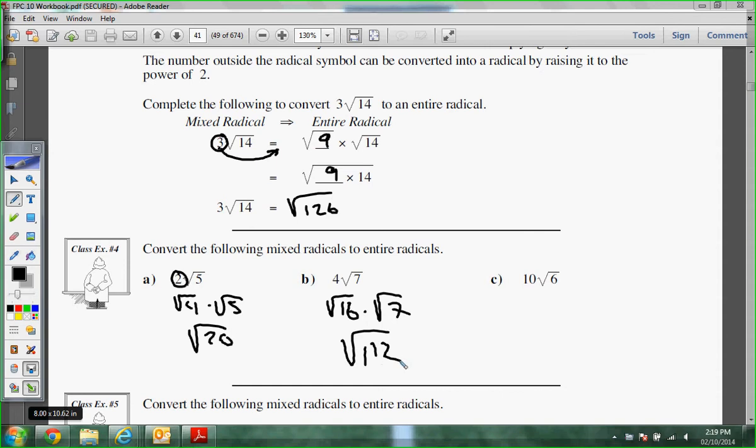Okay, you still following? All right, and then the last one here, 10 squared is 100, so root 100 times root 6 gives me root 600. 6 times 100. All right, just got a couple more sets of examples here, and then we'll be done.